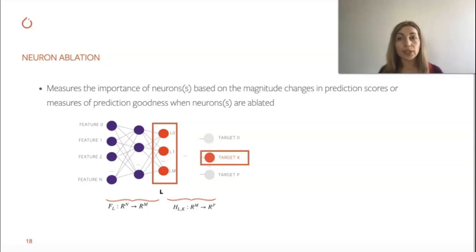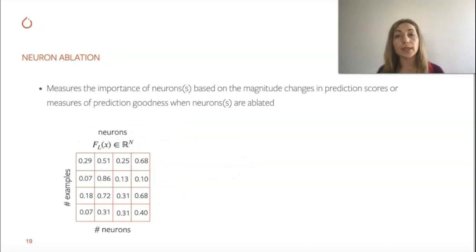Neuron ablation measures the importance of neurons based on the magnitude changes in prediction scores or magnitudes of prediction goodness, such as loss or accuracy, when the neurons are ablated. Let's look deeper at what this means and how we ablate the neurons. Let's assume that in this example, the neurons are represented as a two-dimensional matrix where the y-axis represents the number of examples and the x-axis is the number of neurons.